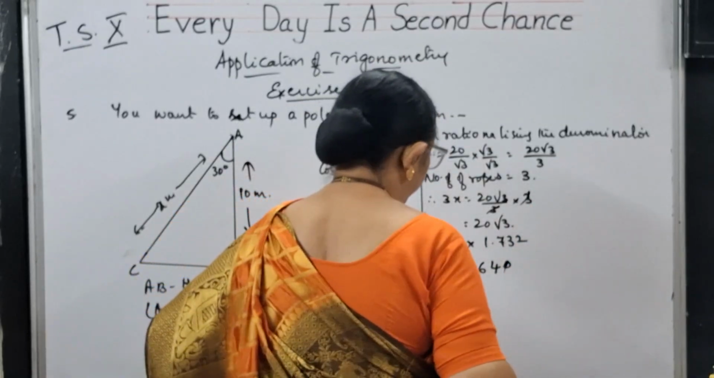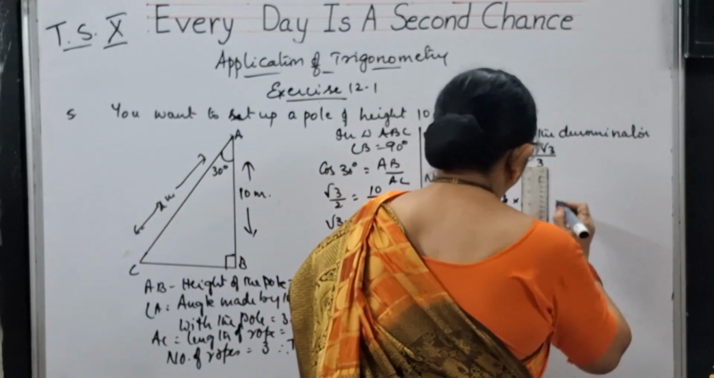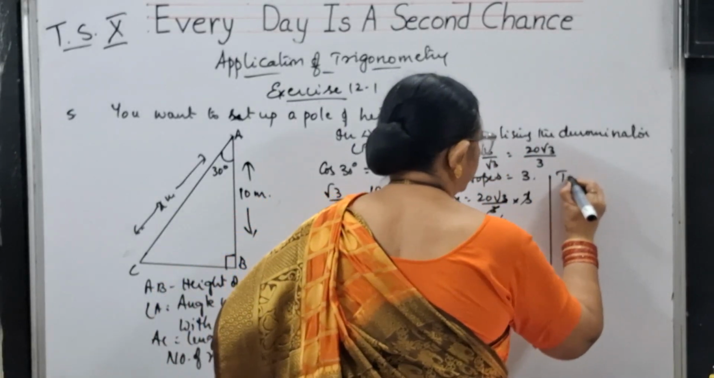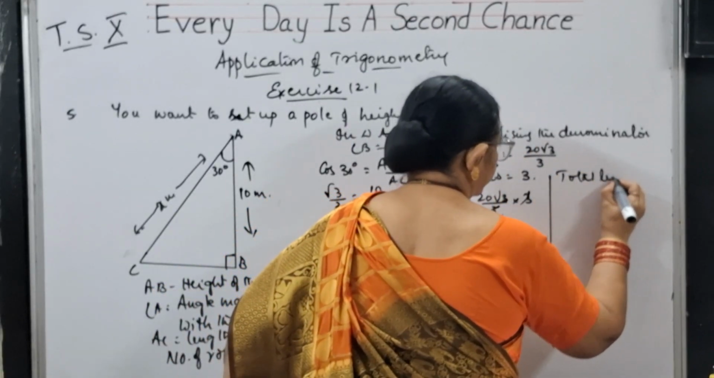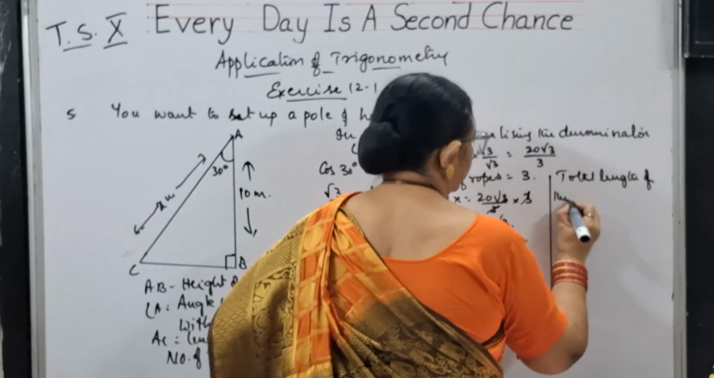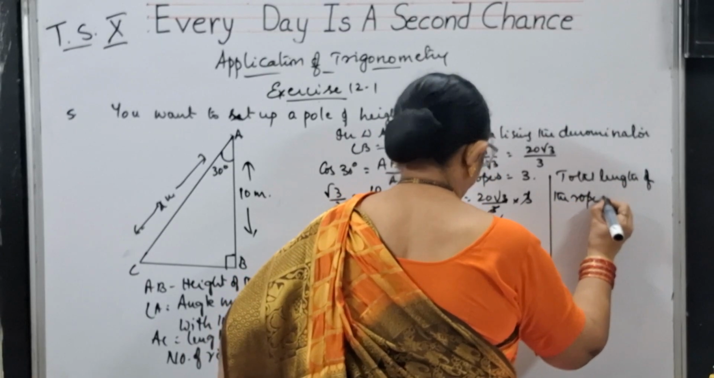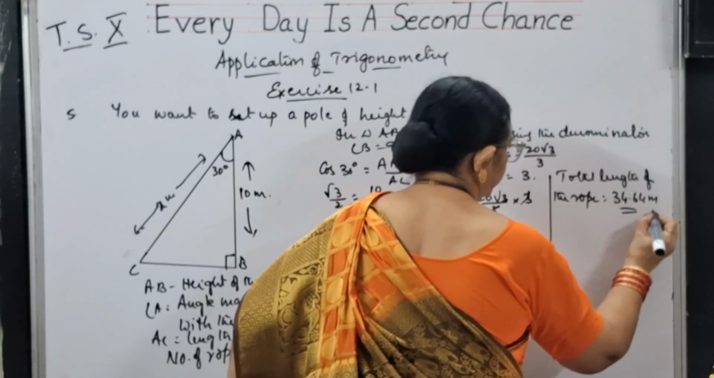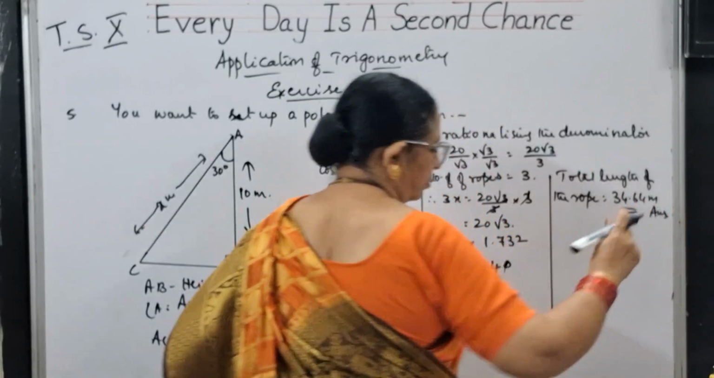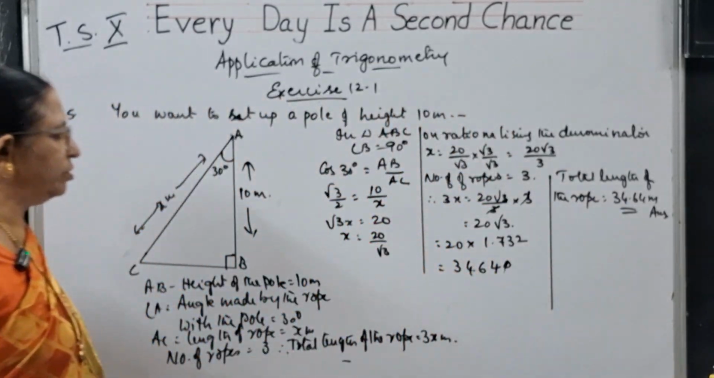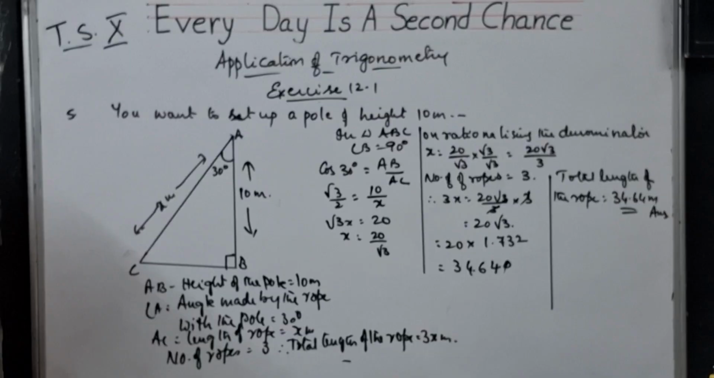So the total length of the rope is equal to 34.64 meters. This is the answer, children. Please note it down.